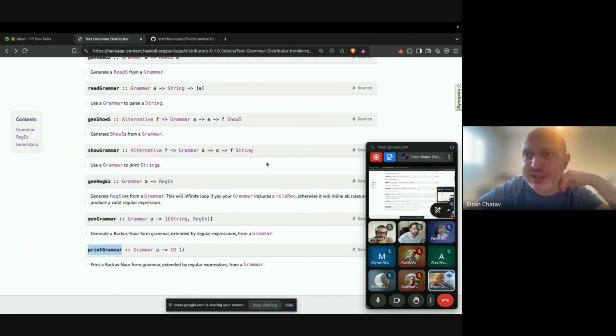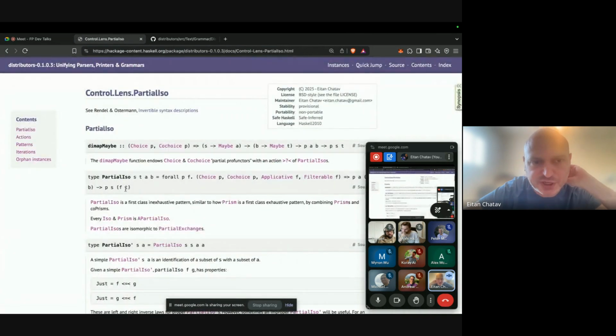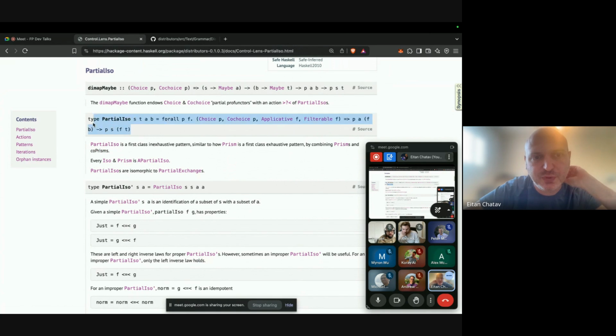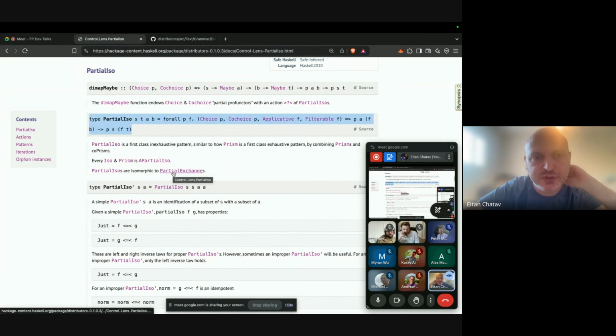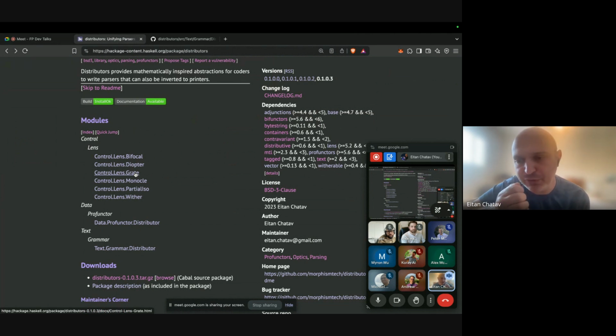Okay, so it's 9:09. We have, I guess, 5 minutes left. And the only thing I'll say is that also, in addition to partial ISOs, which we've discussed, remember they extend prisms, I also added some optics types which have been discovered before, which include grates. Grates are dual to traversals, just like we talked about distributive earlier. Grates are to distributive how traversals are to traversable.